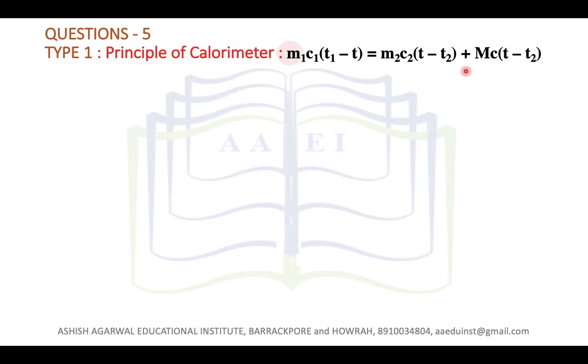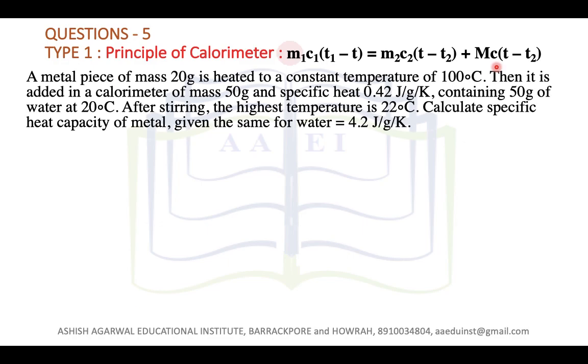Here we can see the formula changed, so it clearly implies that we are considering case 2 of the principle of mixtures. Here we are seeing the capital MC(t minus T2) term getting involved, which means we are not going to ignore the calorimeter part. Let us see how the question goes.